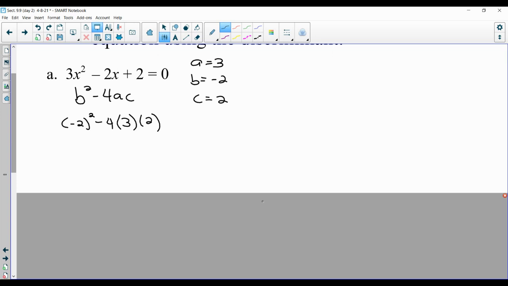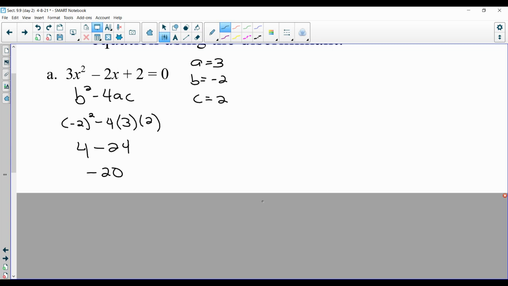What did you get? Is it negative 20? Negative 20. 4 times 3. I think it is. Sam, you think it's negative 20? Yeah. Okay, because this is positive 4. And then 4 times 3 is 12, times 2 is 24. I get negative 20.